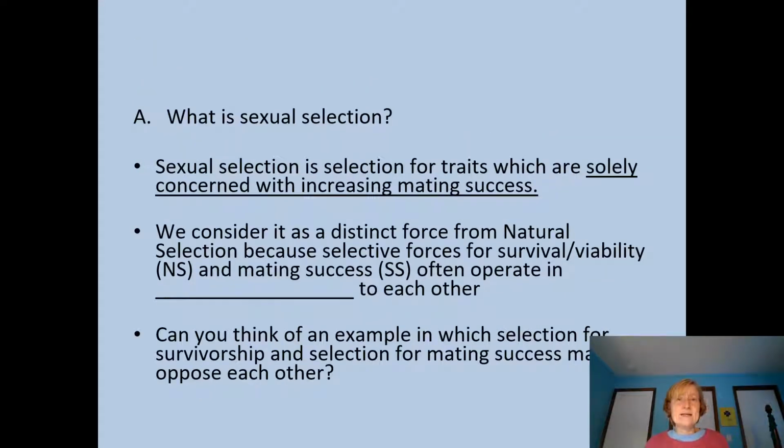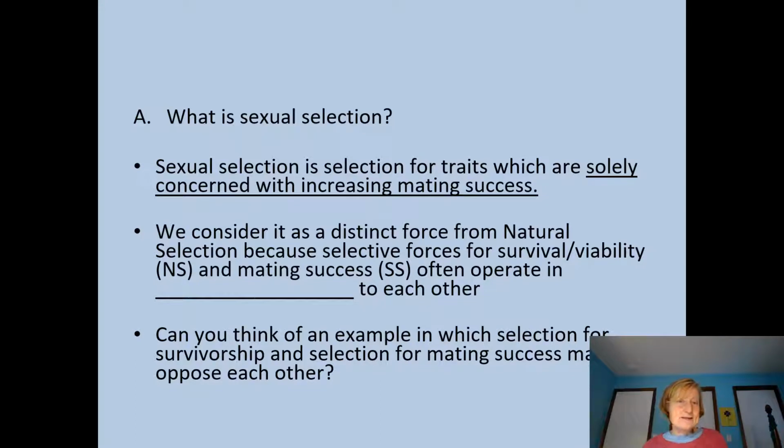Well, what is it then? Sexual selection is selection for traits that are only concerned with increasing mating success. So we're not dealing with traits that deal with survival, but just mating success. So it's things like obtaining more mates, obtaining better mates, having more successful offspring. Traits that will enhance those things are going to be selected for over time. So sexual selection is going to preserve traits that increase animals' mating success.